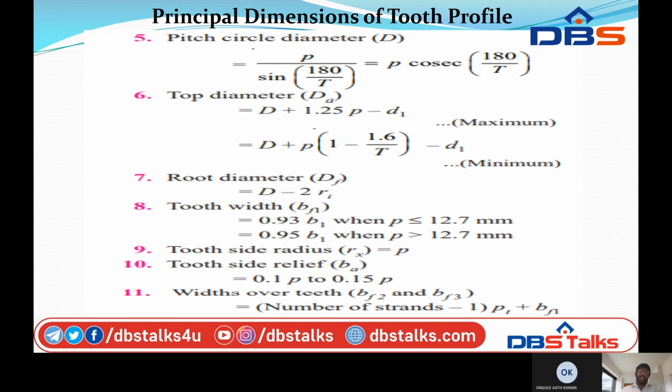Next, tooth side radius RS is equal to P. Tooth side relief BA is equal to 0.1 P to 0.15 P. Width over the teeth BF2 and BF3 is equal to (number of strands minus 1) into PT plus BF1. So these are the principal dimensions of the tooth profile.